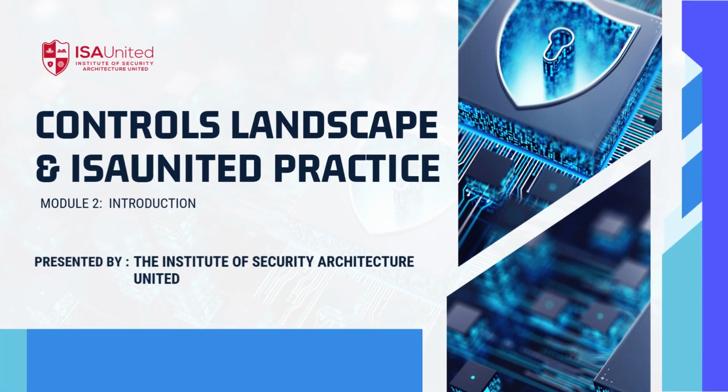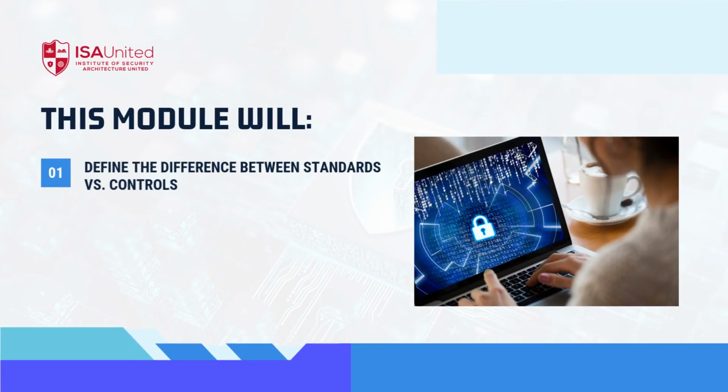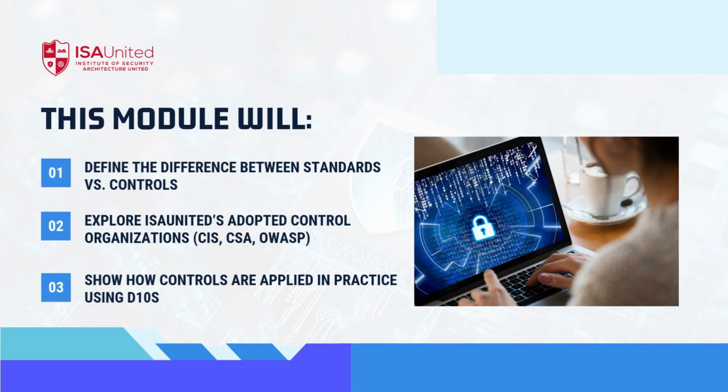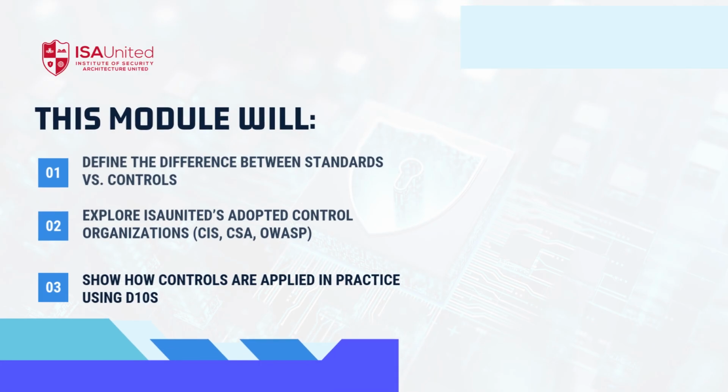Welcome to Module 2, Controls Landscape and ISAUnited Practice. In this session, we'll first clarify the difference between standards and controls, so there's no confusion about what our course will focus on. Then, we'll examine the three authoritative control organizations ISAUnited relies on: CIS for infrastructure security, CSA for cloud security, and OWASP for application security. Finally, we'll see how these controls are applied within our Defensible 10 standards and in real-world practice.